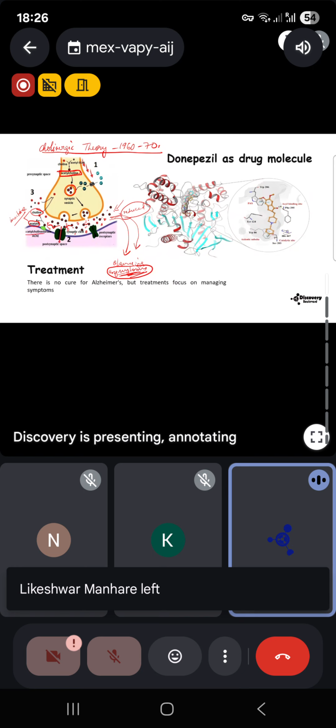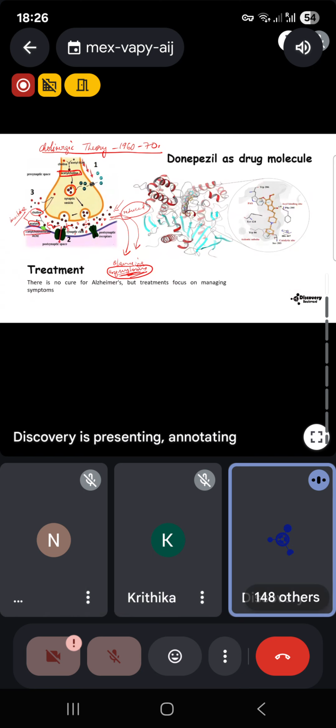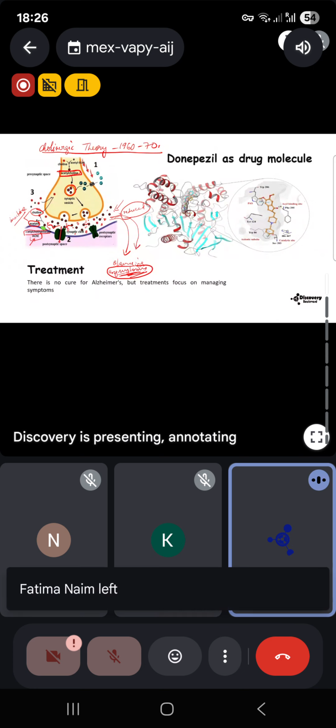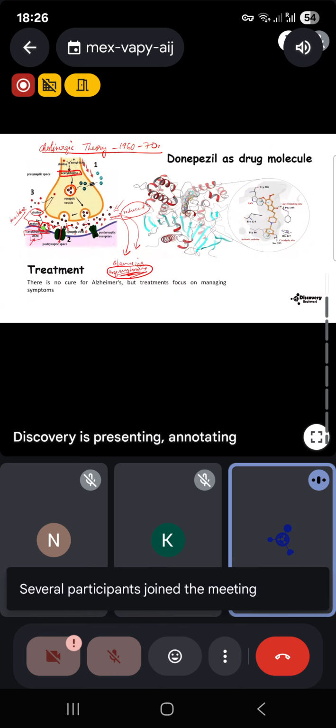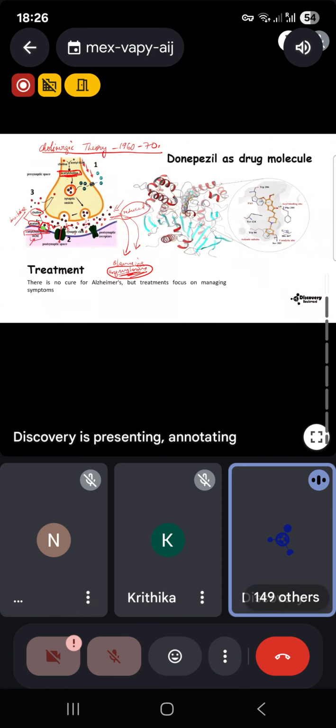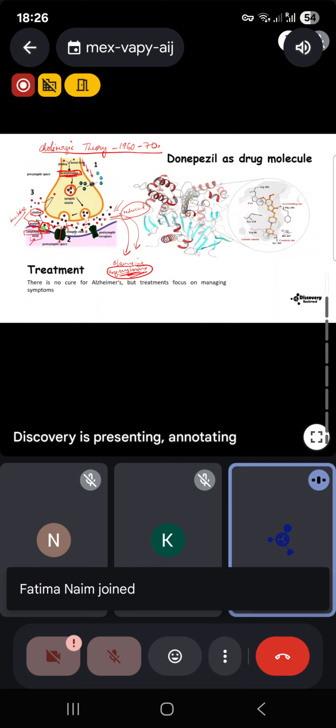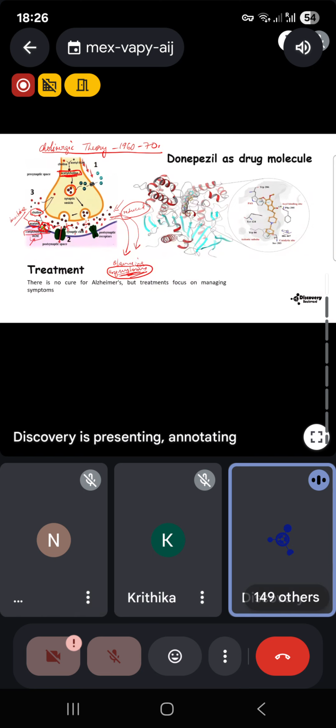This is done by an enzyme called acetylcholinesterase. This enzyme converts the neurotransmitter acetylcholine, which is in the active form, to the inactive forms, acetate and choline. So if we block or inhibit the function of this enzyme, this will be our drug target in this condition.